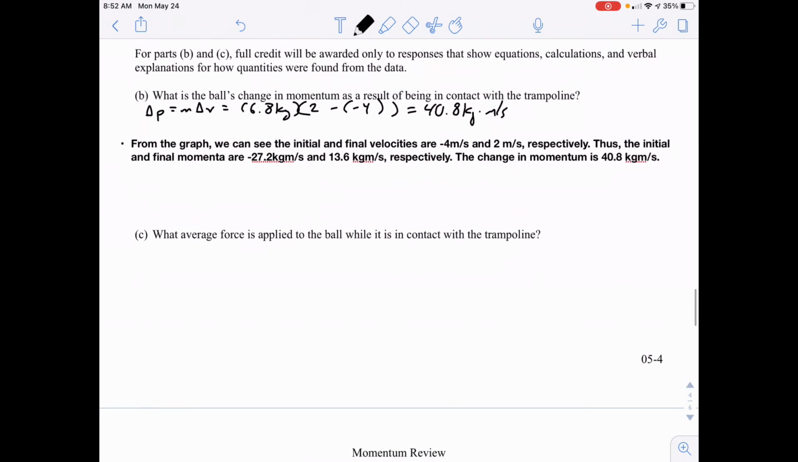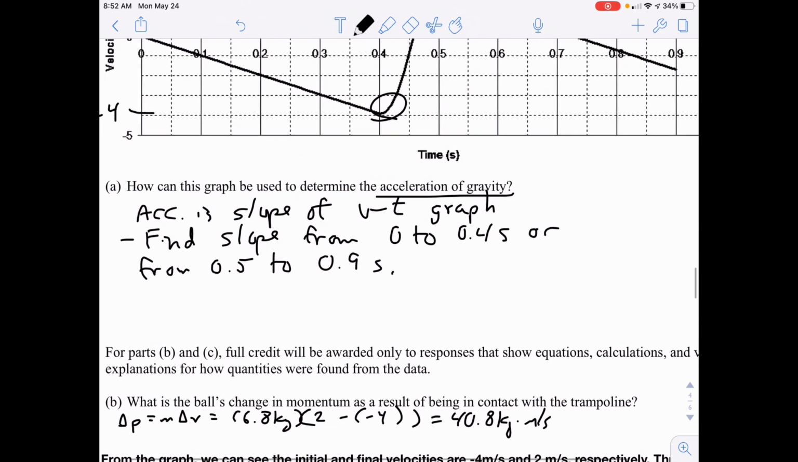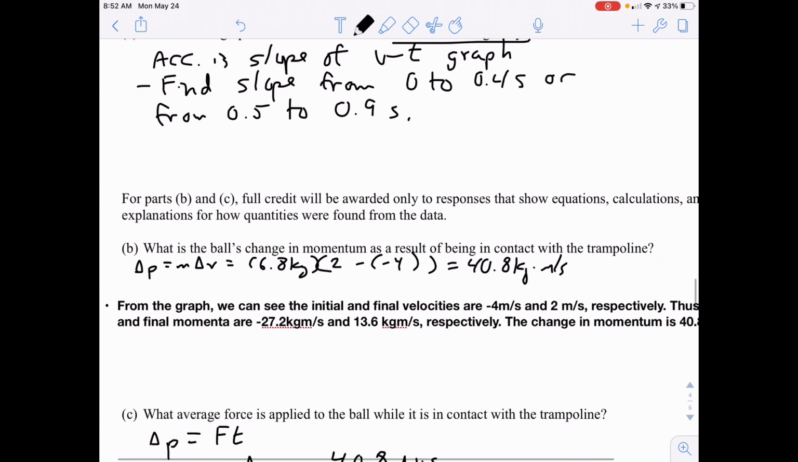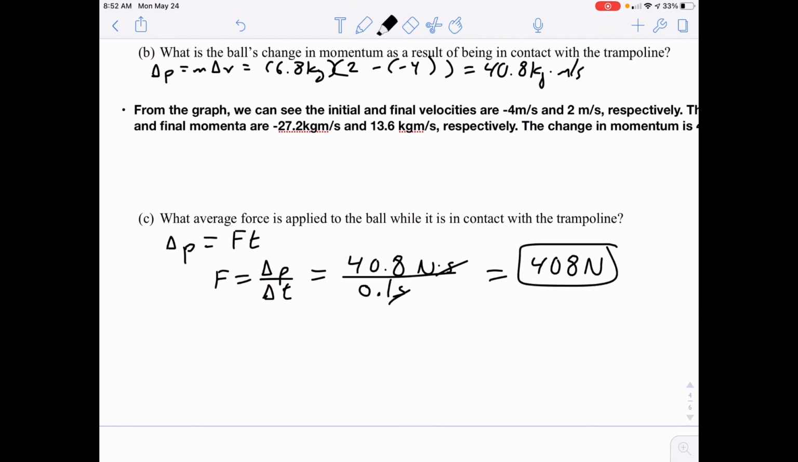And what is the average force applied? Well, again, change in momentum is also equal to force times time. So force would be the change in momentum over the time interval. So 40.8 newton seconds, and if we look at the graph, you can see the collision is taking place over 0.1 second. Which gives us about 408 newtons. You could round it down to 400 or even up to 410. That would be fine as well.